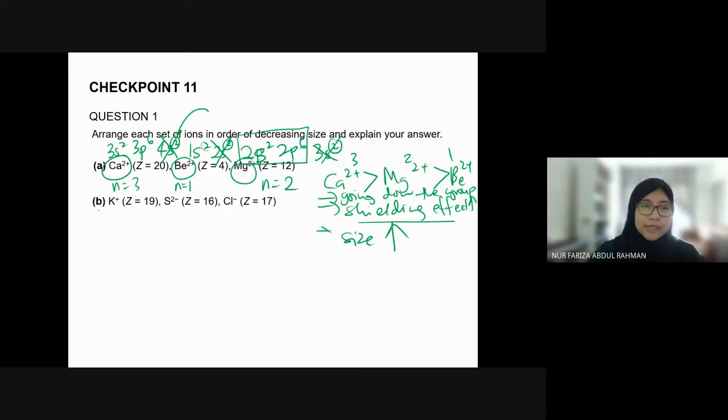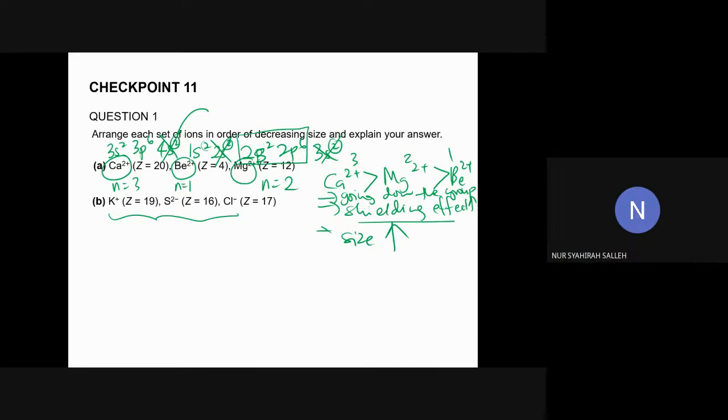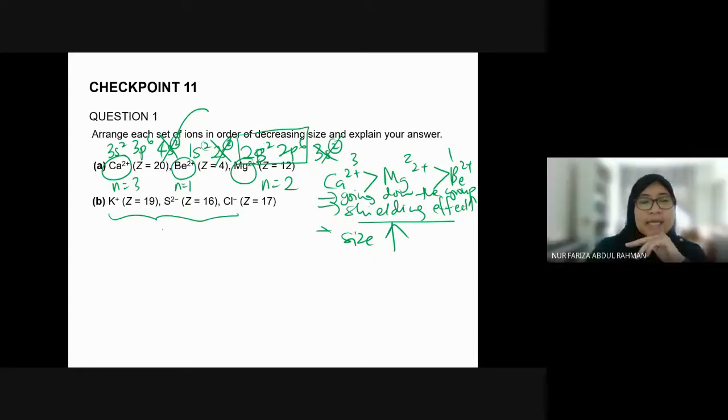Okay, alright. Okay, so let's go for B. K plus, S2 minus, and Cl minus. Okay, all these three, as you can see, what category are K plus, S2 minus and Cl minus, guys? We can group all these ions into one group that is called, what is it called? Isoelectronic. Okay, good. Okay? Isoelectronic. Bagus. So K plus, S2 minus and Cl minus, they are isoelectronic. Why? Because they have the same number of electrons.